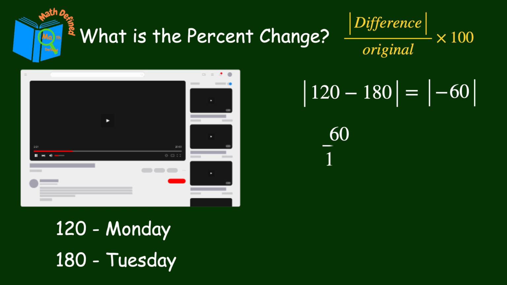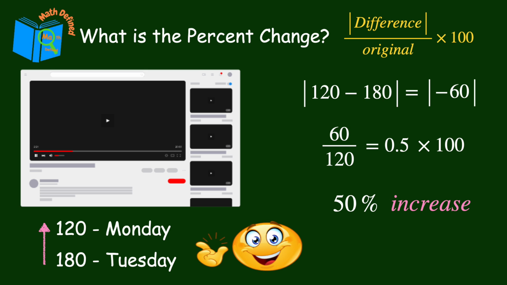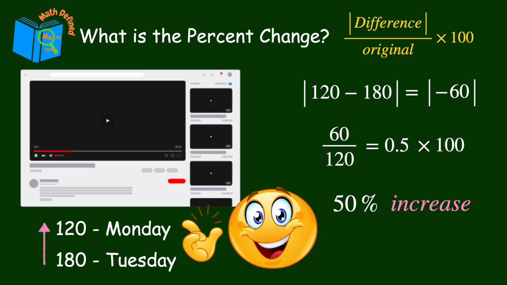Then we'll divide the difference by the original amount, Monday's views. 60 divided by 120 is 0.5. Then to turn that decimal into a percent, we multiply by 100 to get 50%. So now we ask, did the number go up or down? Well, we started with 120 views and ended with 180, so the views went up. That means there was a 50% increase in views from Monday to Tuesday. Not bad for one day.